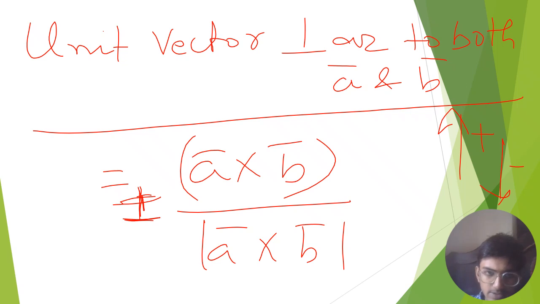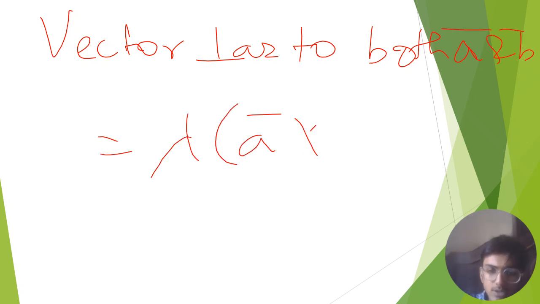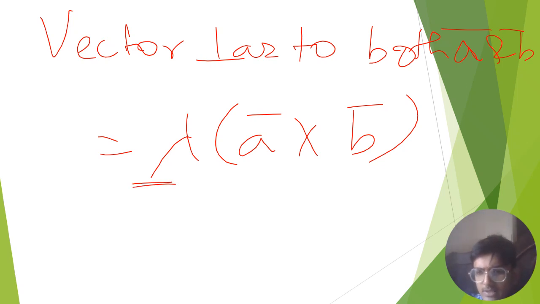Let me tell you in the next slide. So if it is said that we need to find a vector which is perpendicular to both A and B vector, we will write it as lambda times A cross B. This lambda is a scalar value. It can be 1, 2, any scalar value it can take. Okay. If we assume lambda as 1, then we can write it as A cross B, but in a more mathematically correct way, lambda should be written.